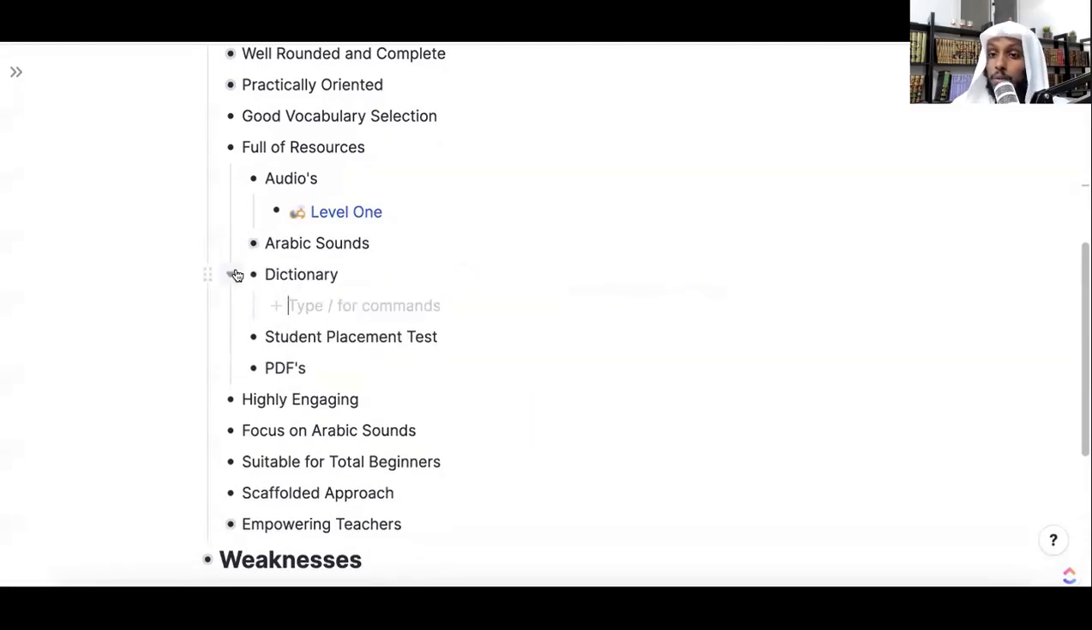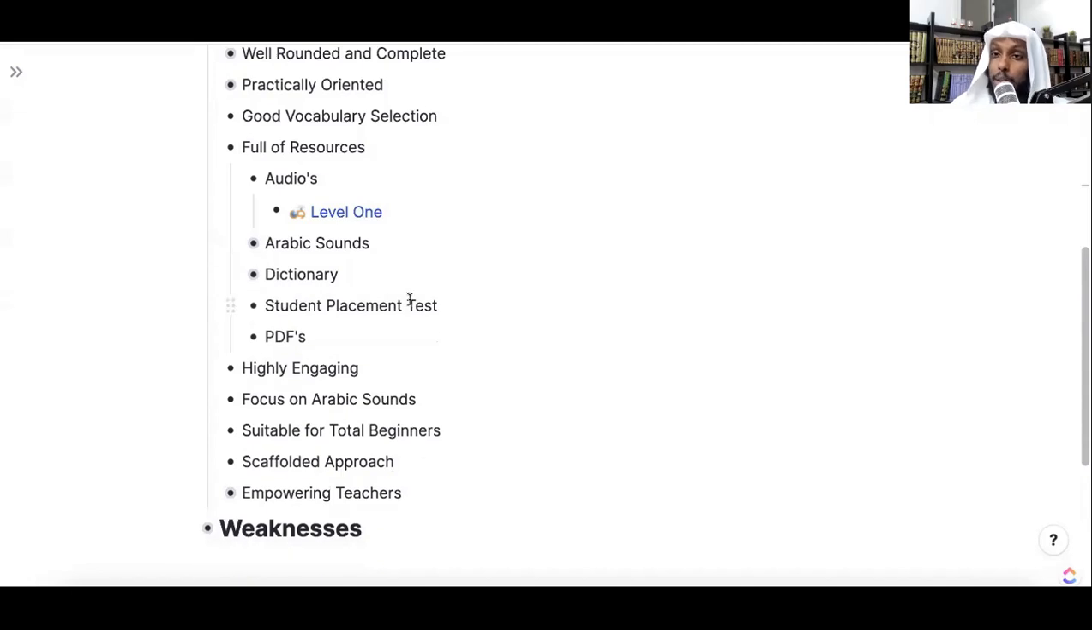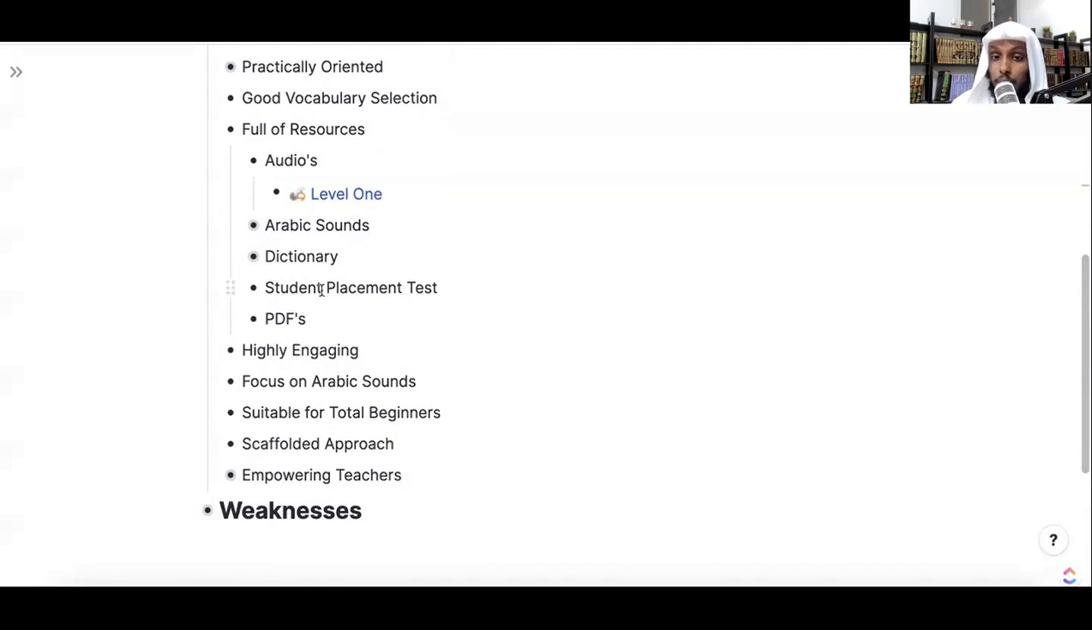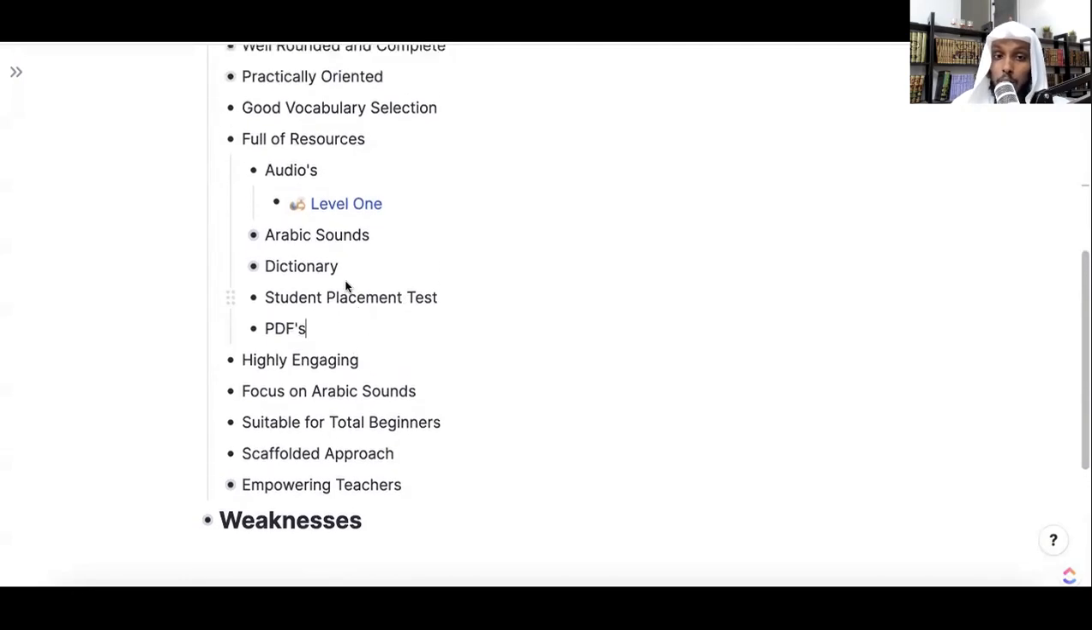They have a dictionary with all of the words that come within the series and no words that are not in the series. They've got a student placement test on their website as well, albeit there are better ones, like the one we have that we took from the book itself. It is more in depth, but the one on the website at least tells you if book 1 is right for you or not. And also the PDFs.